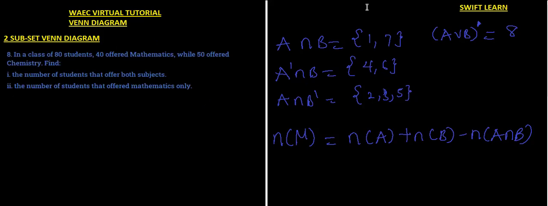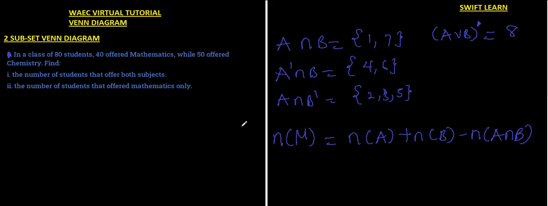Alright, so I hope you can see this question. It's actually our first question, but in my question bank, I have it as the 8th question. But let's just work with that. In a class of 80 students, 40 offered mathematics, while 50 offered chemistry. So basically, this is looking like a science class. Find the number of students that offer both subjects and the number of students that offered mathematics only.